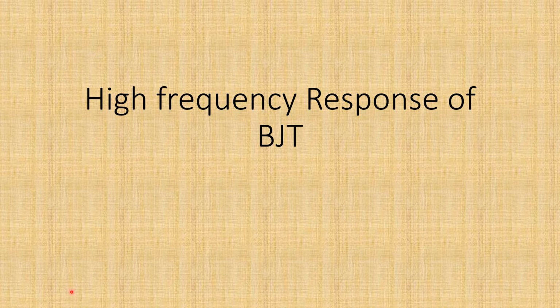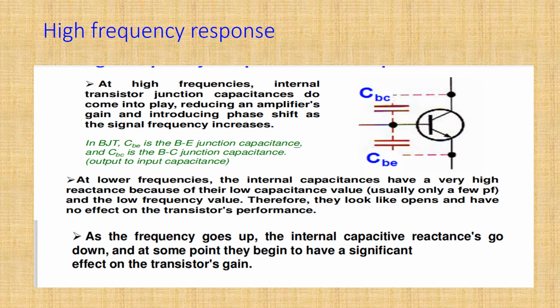So this is module 4 once again. We'll be discussing the high frequency response of a BJT amplifier, which comes under sub module 2 of module 4. So for the high frequency response, here you can see a BJT transistor model is given, and these are the junction capacitances which are acting between the base and the collector and the base and the emitter.